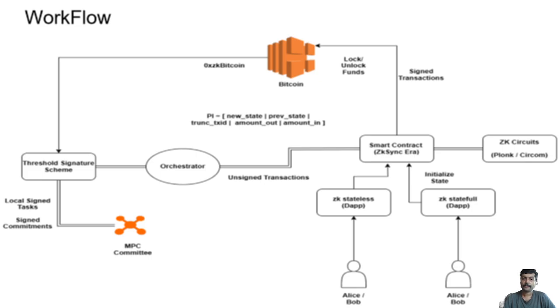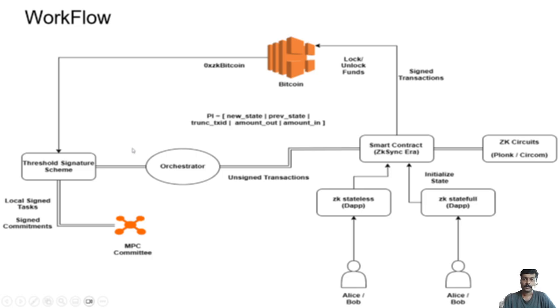It can be accessed by these 5 members together, but not in a unique manner. That means that only one member will not be able to access the entire key, which is the 0x ZK Bitcoin, which is a private key of the Bitcoin wallet. So the wallets are group-accessible, not in a single individual manner. One member alone will not be able to access it.